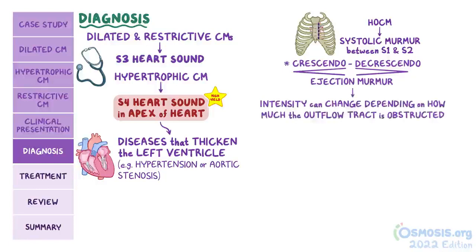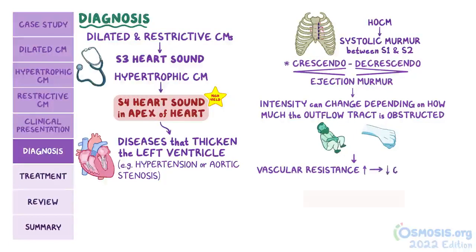If the person squats down or does a hand grip maneuver, systemic vascular resistance increases, which makes it harder to eject blood out, increasing afterload. This means that the ventricle has more blood stretching it out, and so it becomes less obstructed, and the murmur becomes less intense.